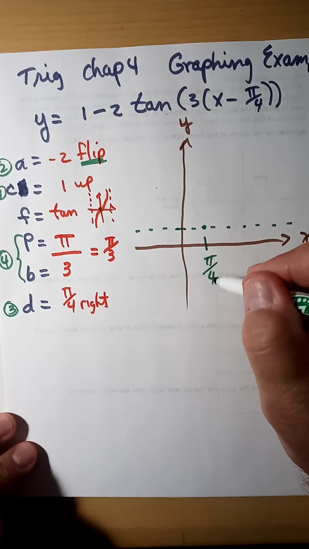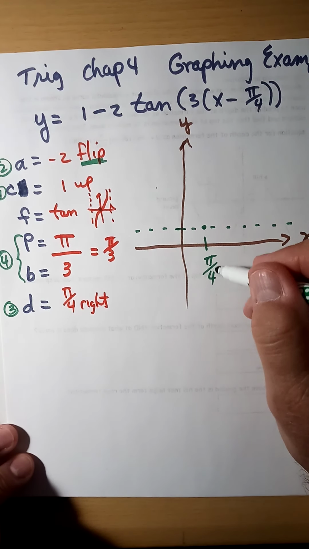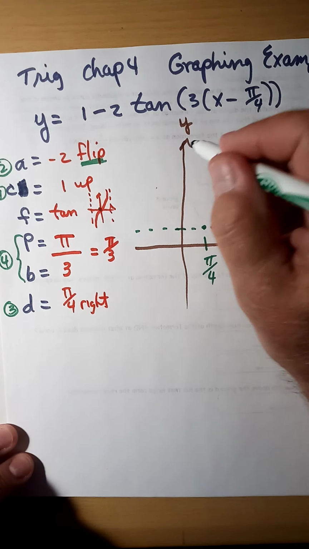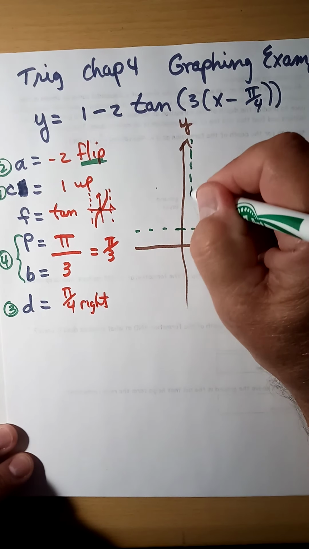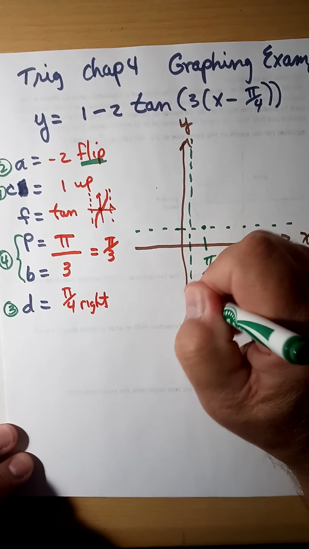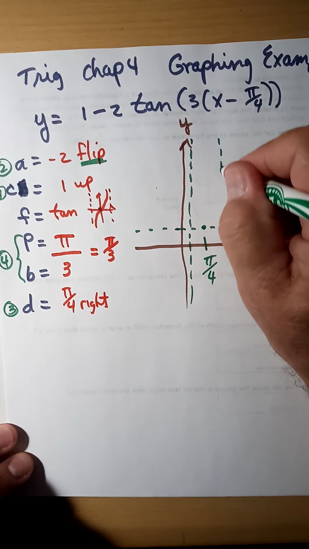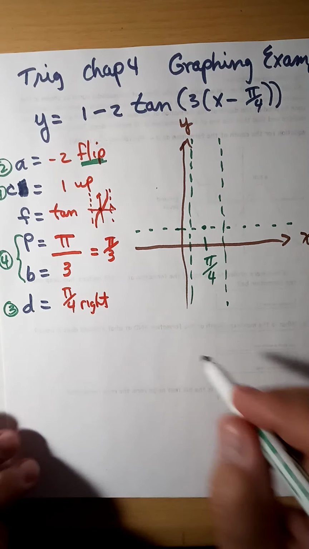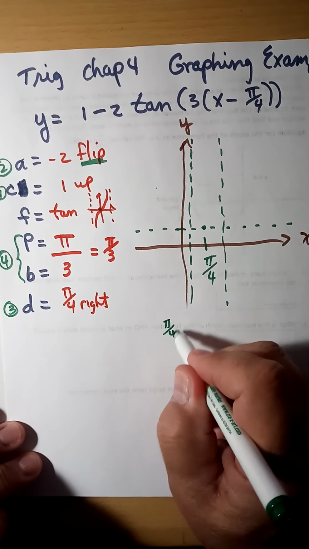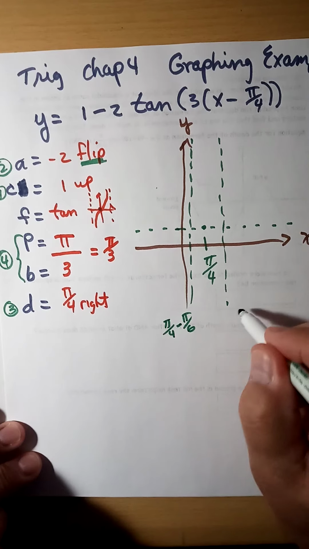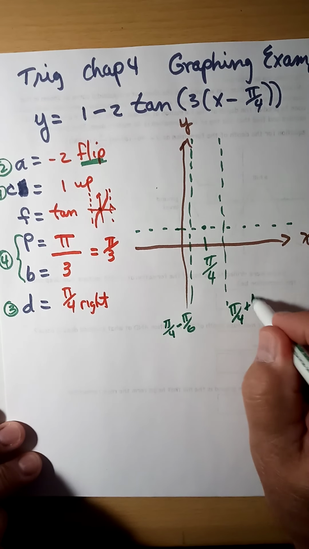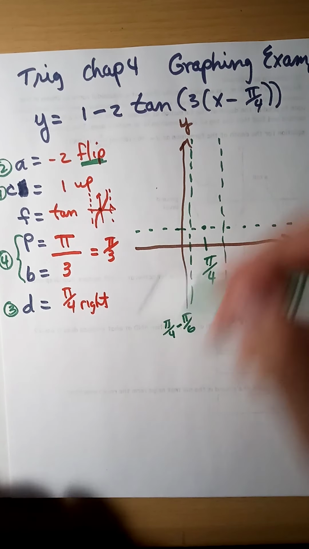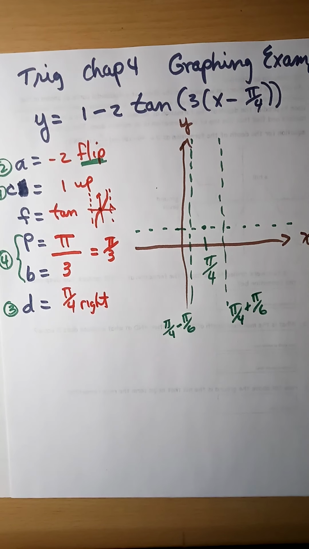Now, pi over 6 is smaller than pi over 4 because 1/6 is smaller than 1/4. So I'm going to say this is pi over 6 to the left, and this is pi over 6 to the right. So you can say it's pi over 4 minus pi over 6 and pi over 4 plus pi over 6. These vertical lines are asymptotes.